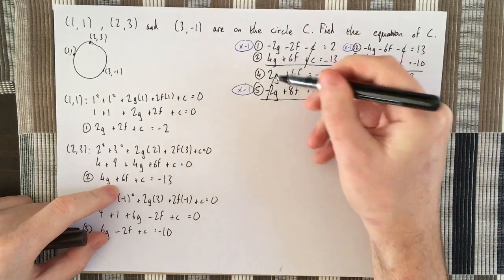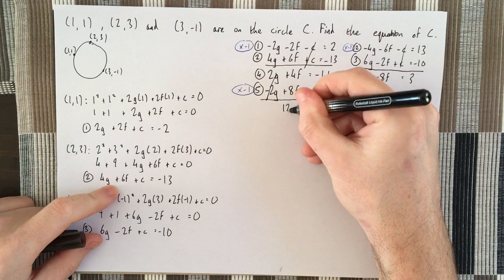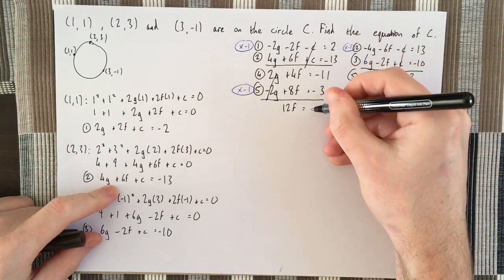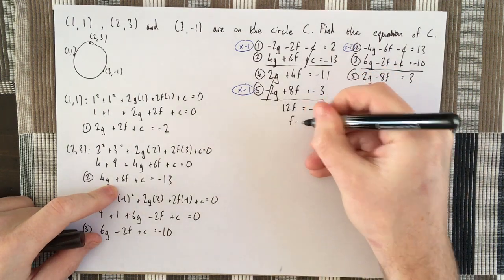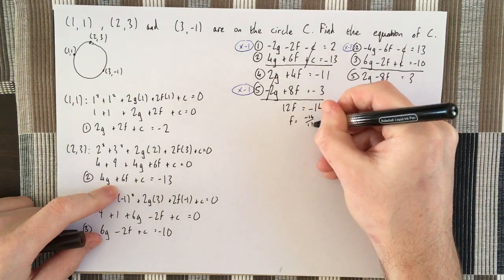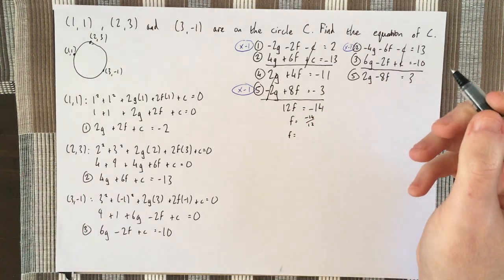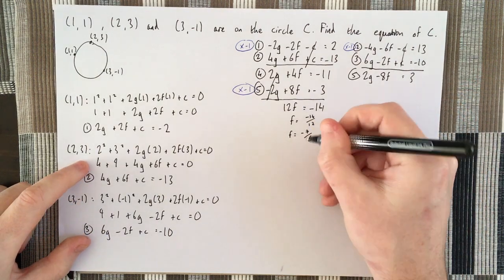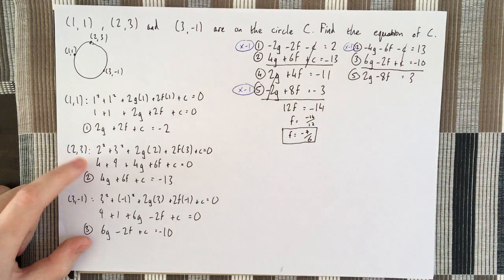2g minus 2g is 0. 4f plus 8f is 12f is equal to minus 11 minus 3, which is minus 14. So f is equal to minus 14 over 12. Simplifying that, f is equal to minus 7 over 6. So it might end up being an awkward enough one with fractions, but there's f.